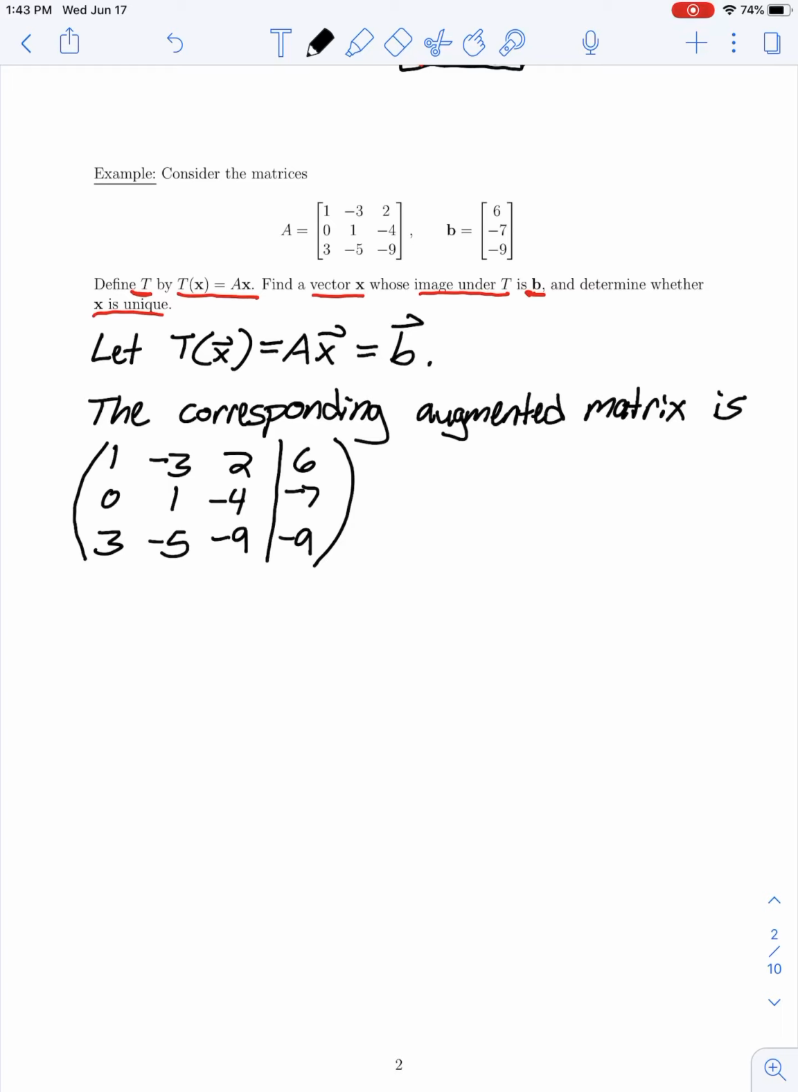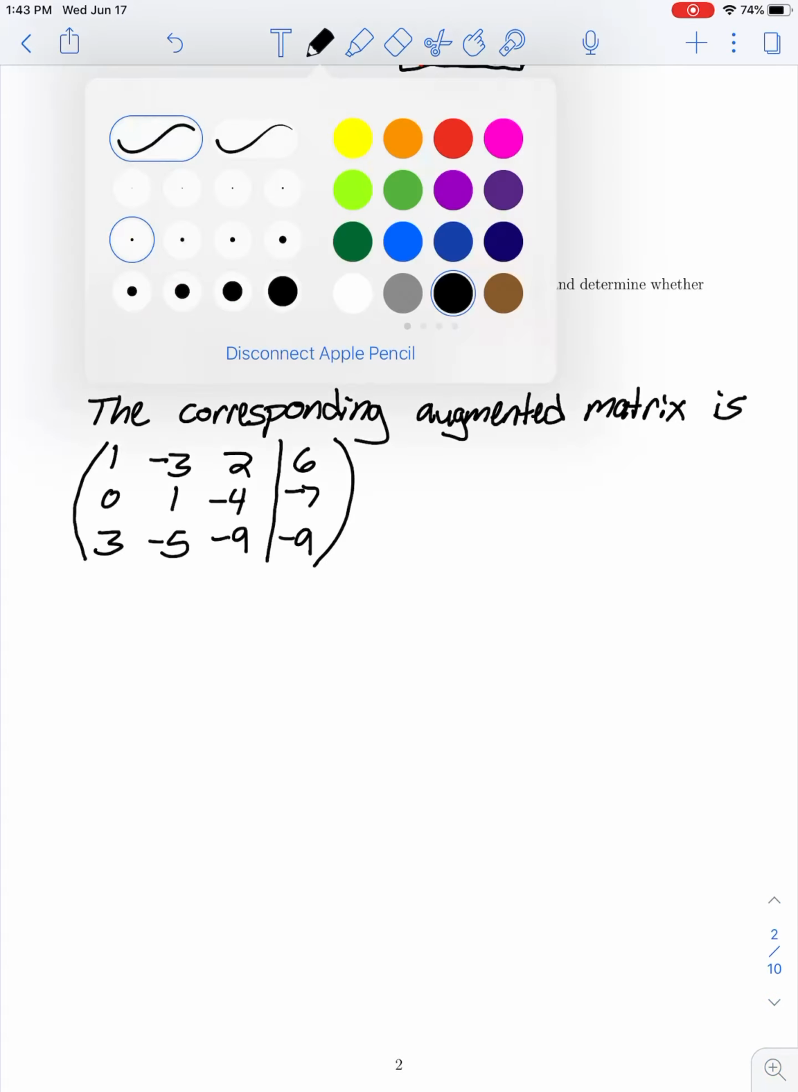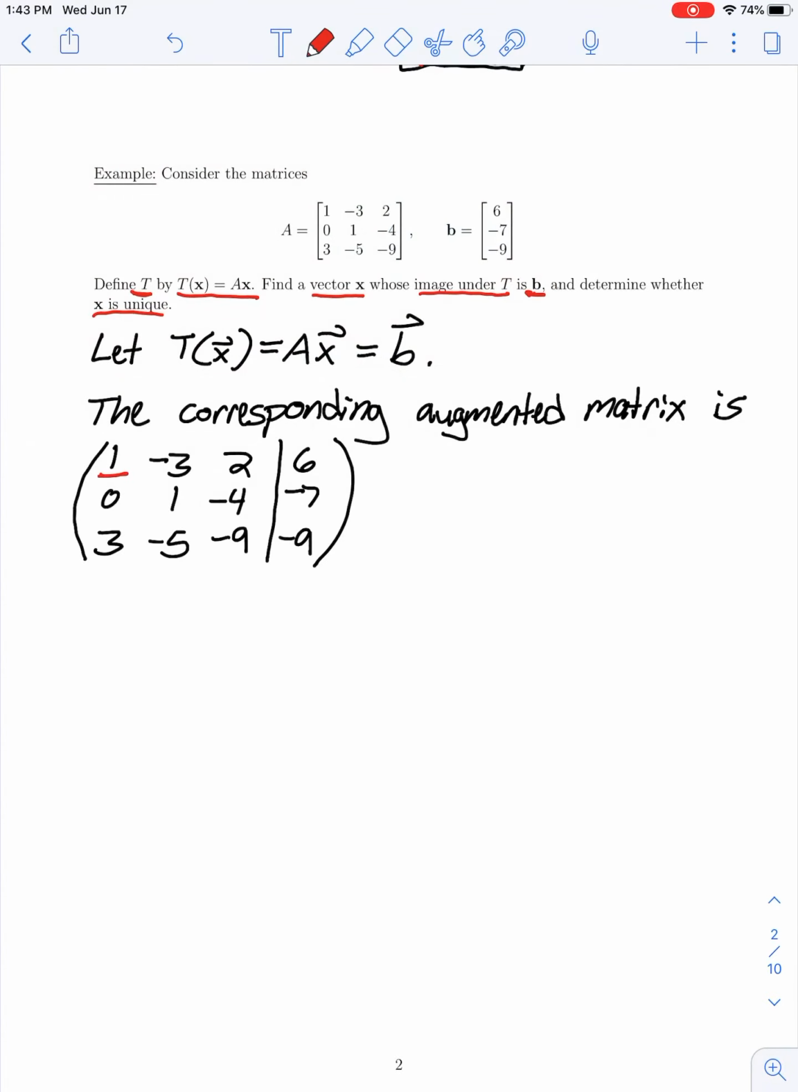If we can row reduce this matrix to row echelon form or reduced row echelon form, then we can find our solution for this vector x. In our first row, we already have a leading coefficient of 1, and below that we have a 0, and then the lead entry for our third row is 3. So we need to eliminate that 3 by using the 1 as a pivot. The first operation I would perform is to take row 3 and subtract 3 times row 1.